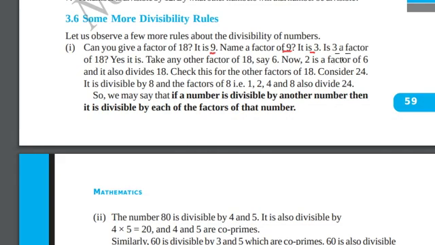Is 3 a factor of 18? Yes, it is. 3 is also a factor of 18. If a number is divisible by another number, then it is divisible by each of the factors of that number. 18 is divisible by 9 and 9 is divisible by 3. 18 is also divisible by 3.